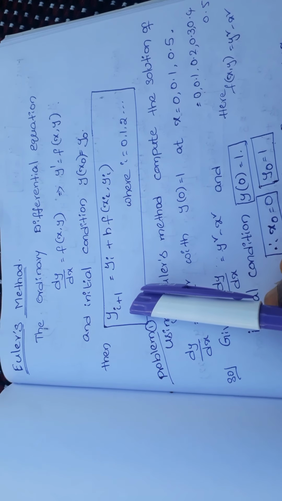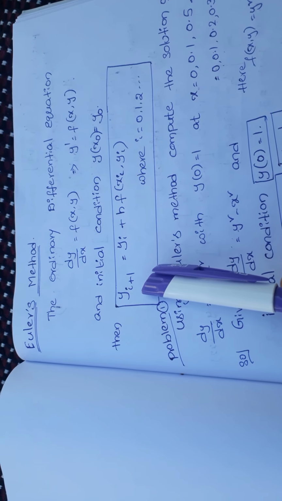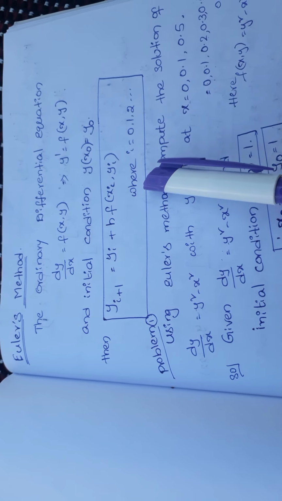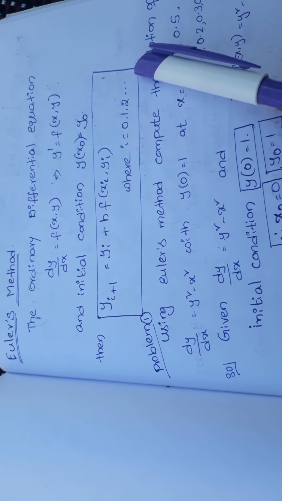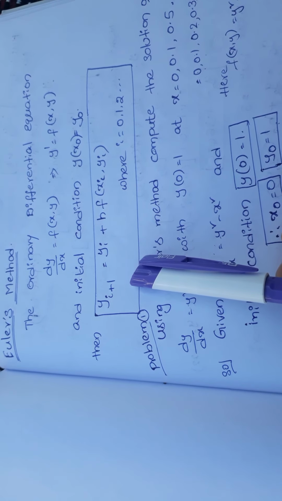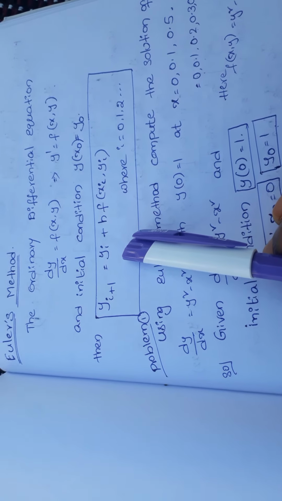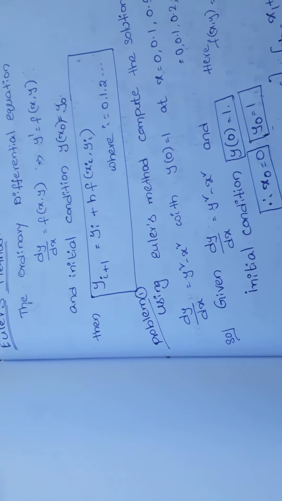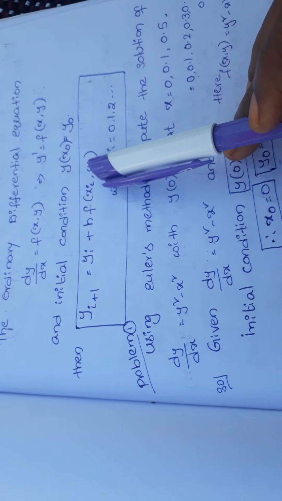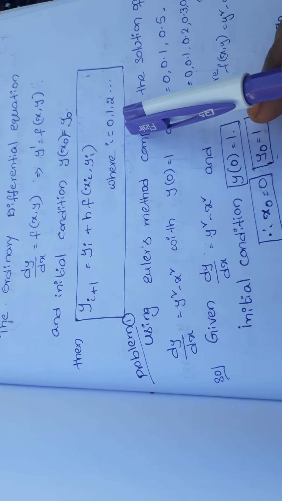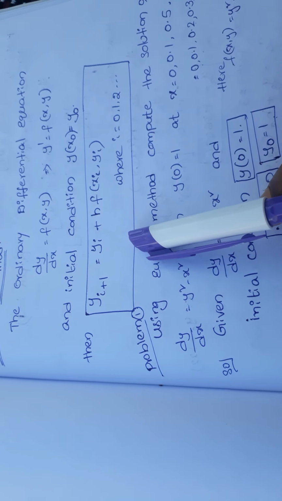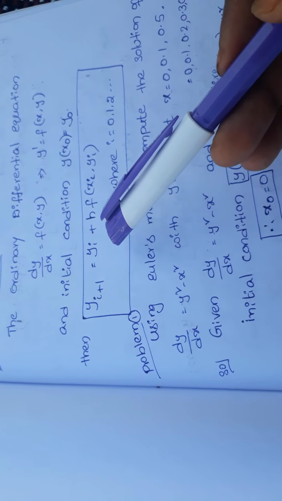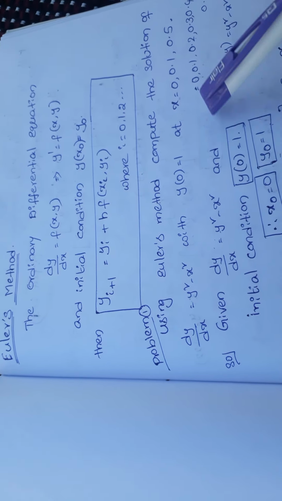This is the formula in Euler's method: y i plus 1 is equal to y i plus h into f of x i comma y i, where i is equal to 0, 1, 2 and so on. Once again, I will repeat: y i plus 1 is equal to y i plus h, the step value, into the function f of x i comma y i, where i is equal to 0, 1, 2 and so on. By using this formula we can find the solution of the given differential equation with the initial condition.